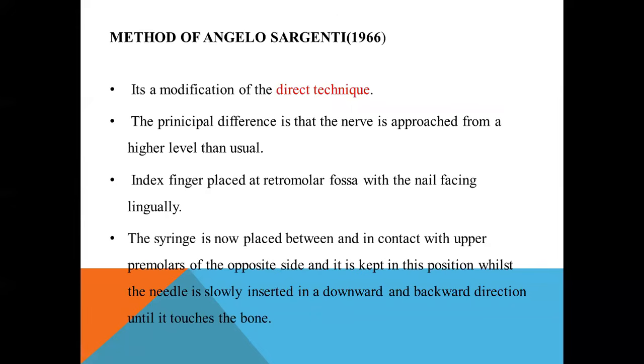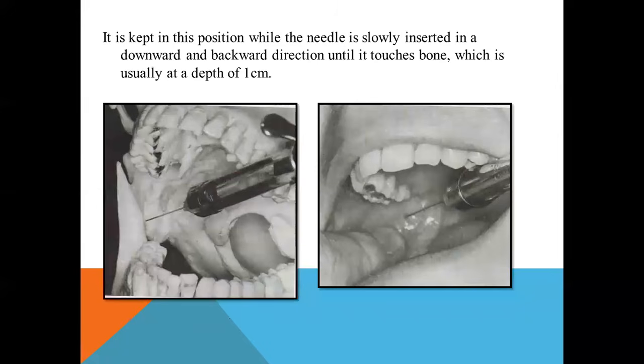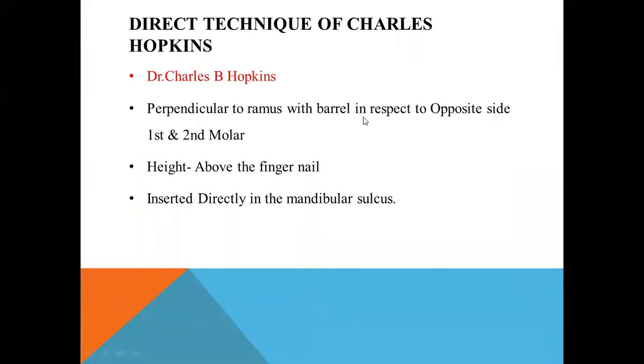Coming to the Akinosi-Vazirani technique, this is one of the modifications of the direct technique. The principal difference is that the nerve is approached similar to Clark and Holmes, at a higher than usual level. So remember that. This picture shows that it should usually be placed 1 cm higher than the normal level.